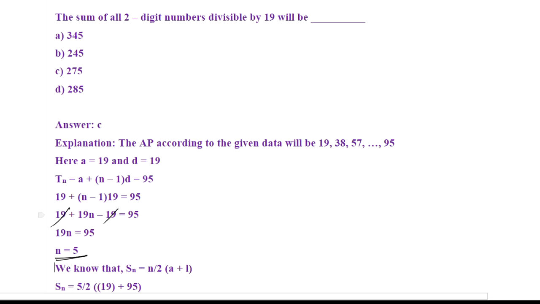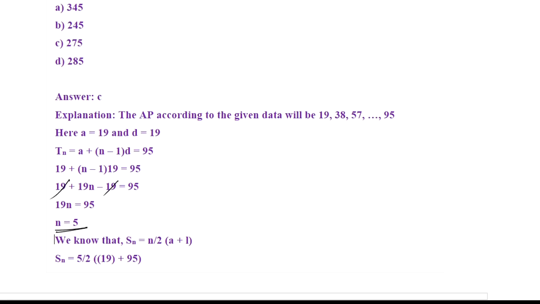Now the formula. What is the formula that you had used? If I know the first term, if I know the last term, what is the formula? Sn is equal to n by 2 in the bracket a plus l. L is the last term. So it's 5 by 2, 19 plus 95. Okay, so let's solve it.